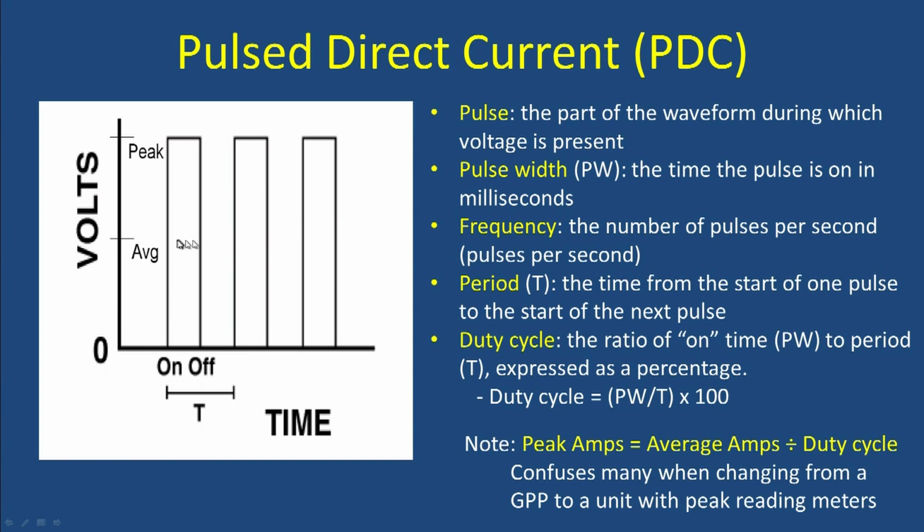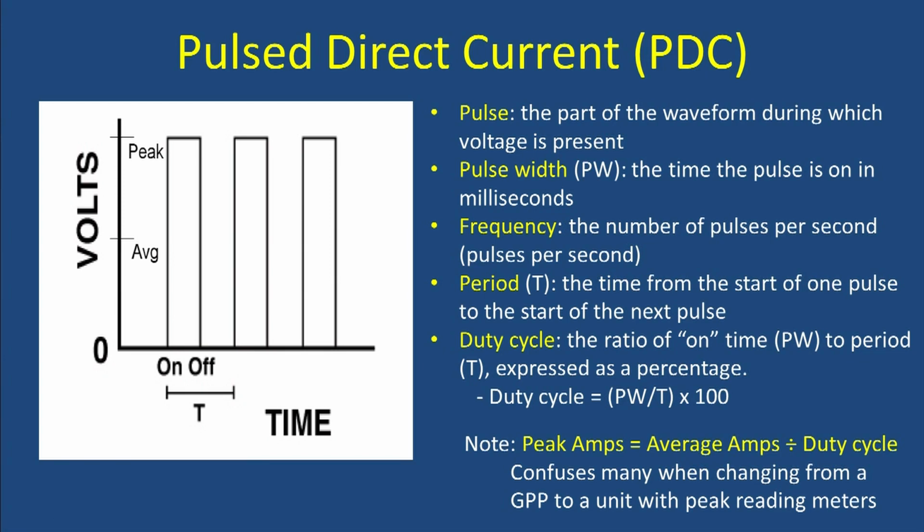Frequency is the number of pulses per second. So we hear pulses per second. Sometimes it's referred to as hertz. The period is the time from the beginning of one pulse to the beginning of the next pulse. So this is a period right there, beginning of one pulse to beginning of the next.